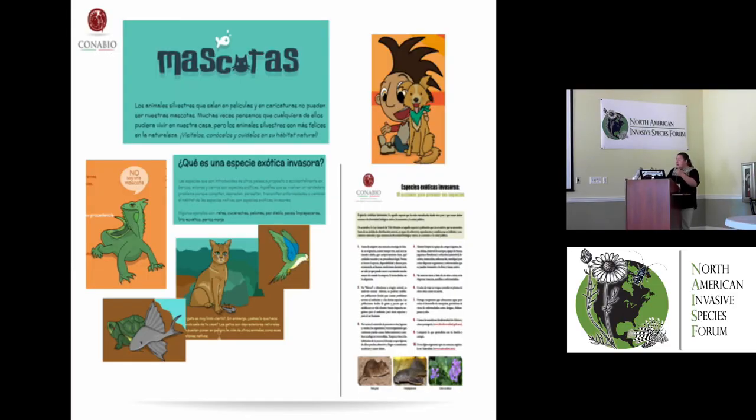And they have a whole section on pets. I love that cat. I know I have cats, but this cat really looks annoyed. So, but it's basically what's not a pet.